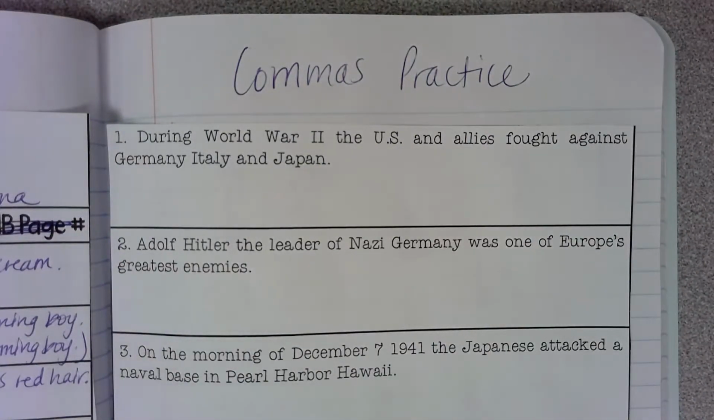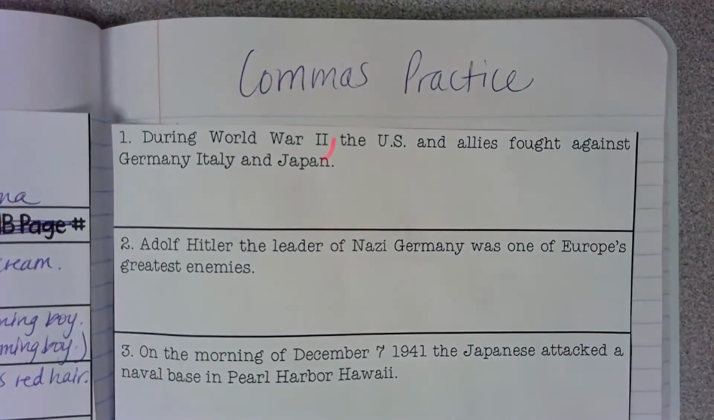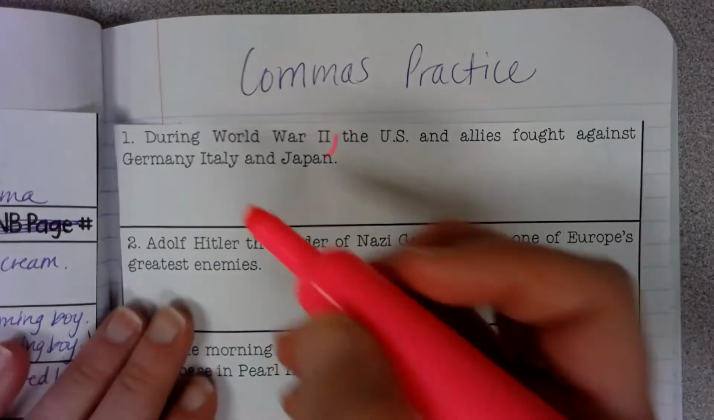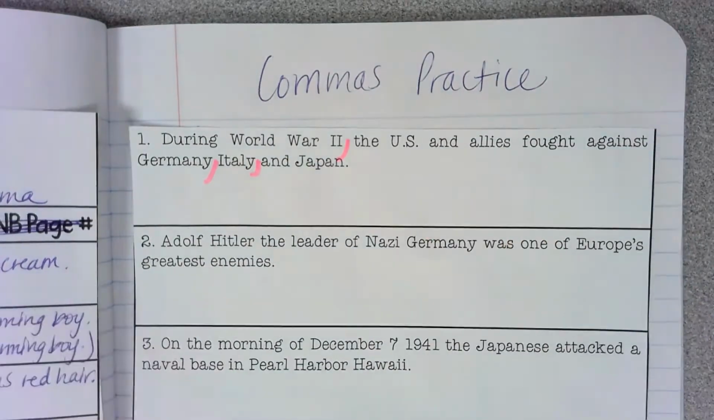Okay, so during World War II, the U.S. and allies fought against Germany, Italy, and Japan. So we actually have an introductory phrase here. During World War II, comma, the U.S. and allies fought against Germany. Now we have a list. Germany, comma, Italy, this would be our optional comma, and Japan.